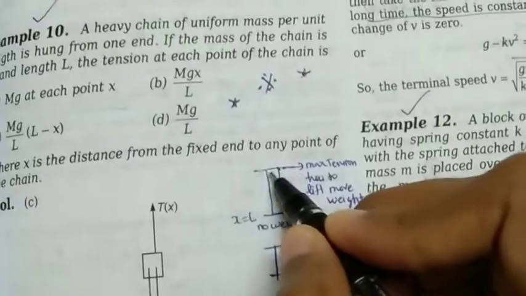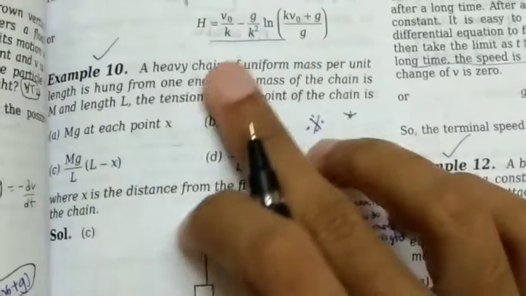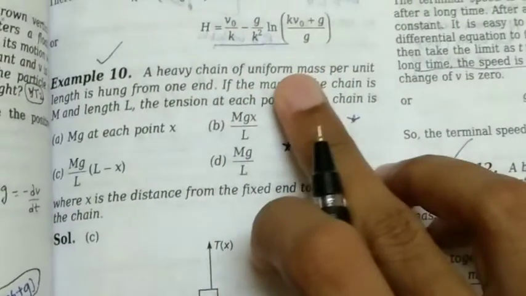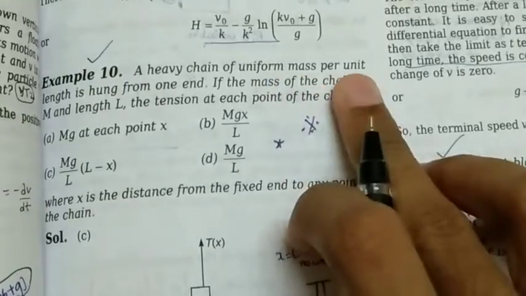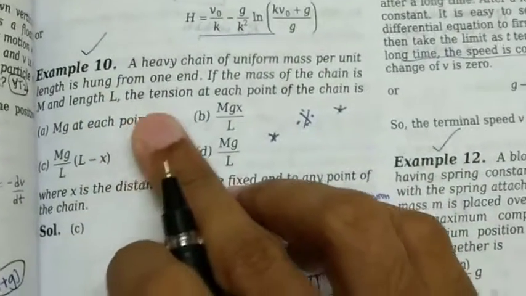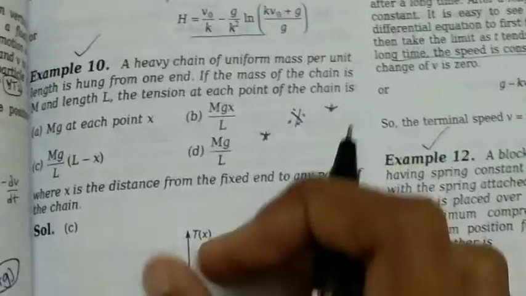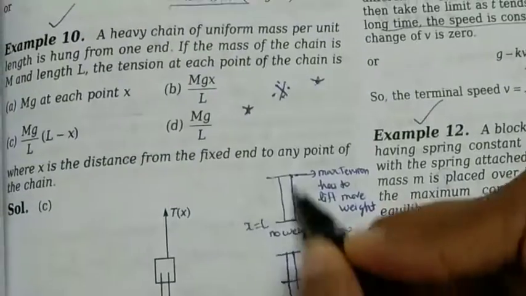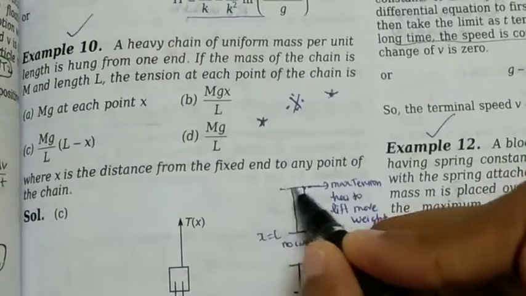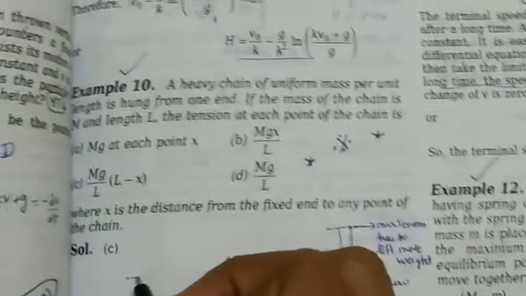So this is a chain. A heavy chain of uniform mass per unit length. So the chain is of uniform mass per unit length, just as this. So this is a chain. So like this.